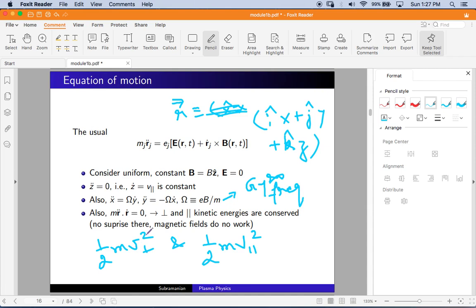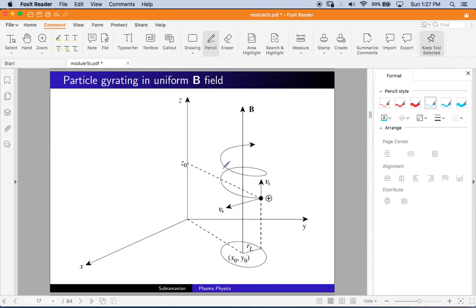Both of these are conserved, and you can verify that. And it's no surprise, magnetic fields do no work. Here, there are no electric fields. We have specialized to E equals 0, right? Okay, so this is what we were saying.